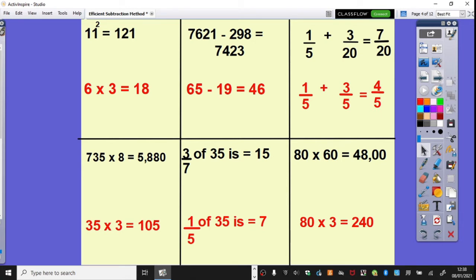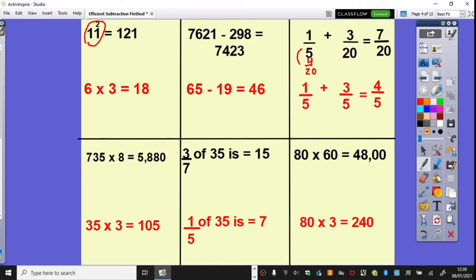Okay, and the answers then. So just a reminder again that when we're looking here at this 11 with the small 2 at the top, this is looking at 11 squared, so this means 11 times 11 is 121. We've got our calculation here where you can see we've done some rounding and adjusting, taking away 300 and adding 2 back on. We've again got our finding our equivalent fraction, so we needed to turn this into 20ths, so 5 times 4 is 20. 1 times 4 is 4, so 4 20ths add 3 20ths is 7 20ths. You can see we've got our fifths there with the same denominator underneath.